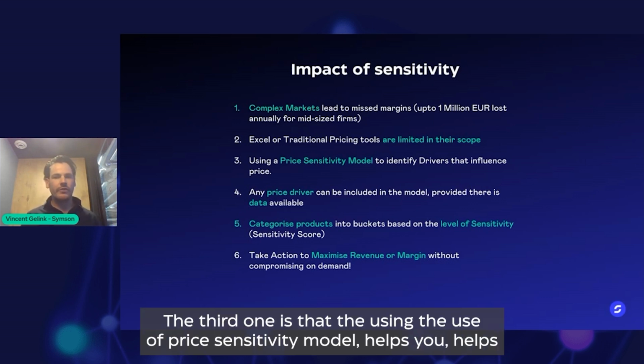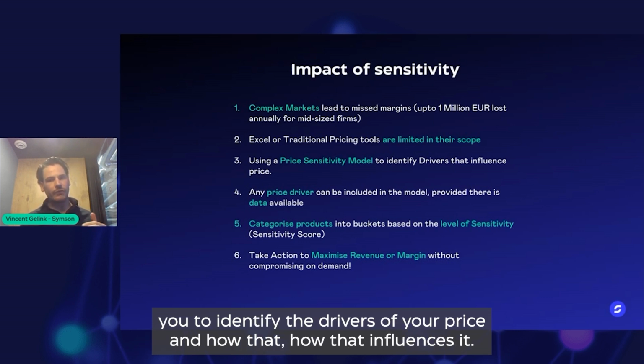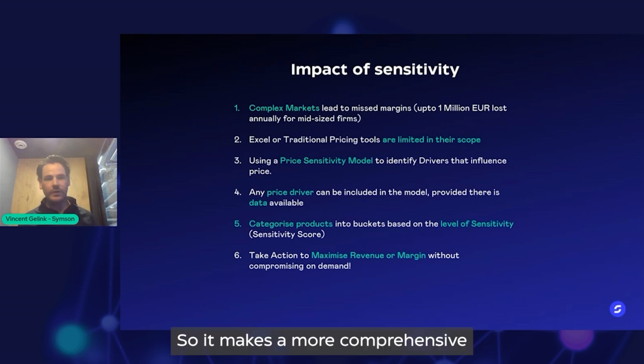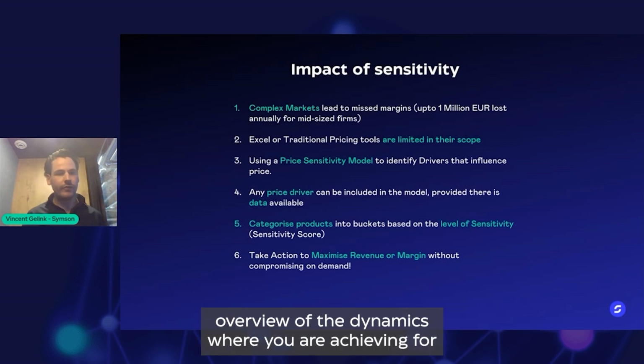The third one is that the use of a price sensitivity model helps you to identify the drivers of your price and how that influences it. So it gives a more comprehensive overview of the dynamics where you are active in.